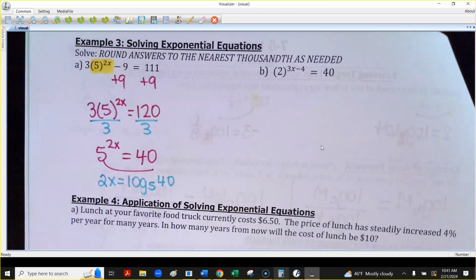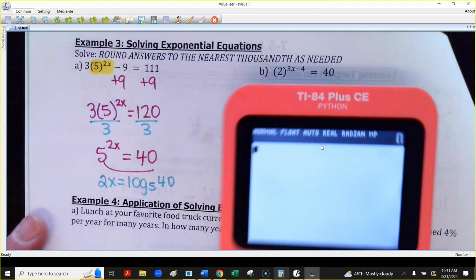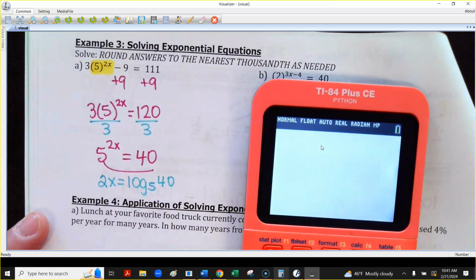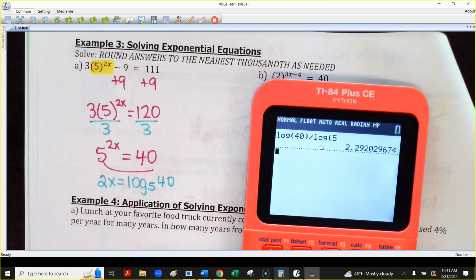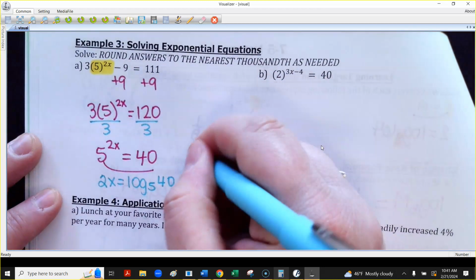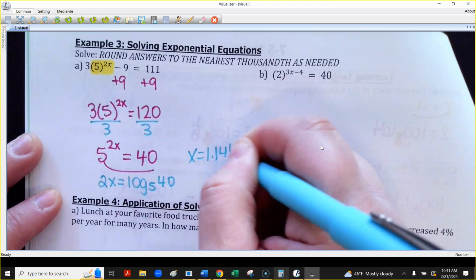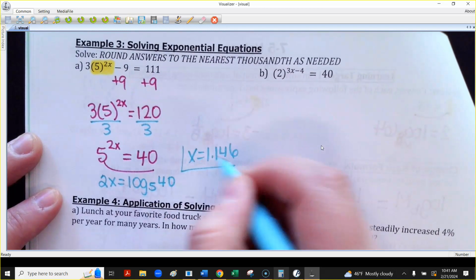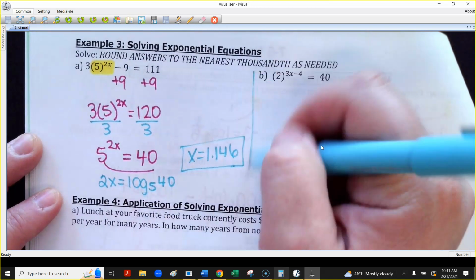All right, I'm just going to do this on my calculator screen right now so you guys can see it. So I'm going to do change of base. I'm going to do log 40, close the parenthesis, divide by log 5. It equals, and then I'm going to divide that by 2 because my exponent was 2x. Just do it all right on the screen. And to 3 decimal places, I'm going to do 1.146. You do not have to write out a bunch of work for this. So just initially, I'm trying to show you where this comes from.